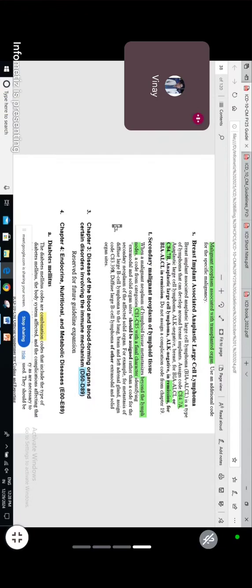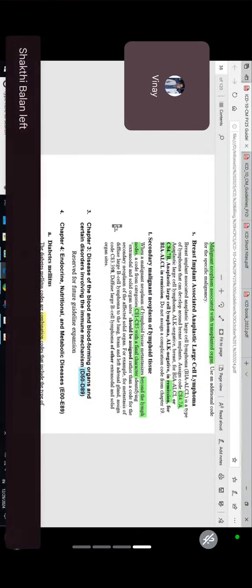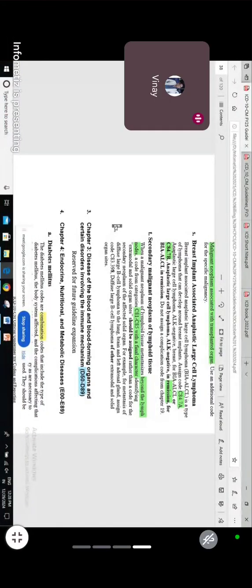Can I code long-term use of insulin, Z79.4? Why not? It's a short-term stay, short-term use. The code itself says long-term use. So this will come under the third category. Short-term use you can't code.